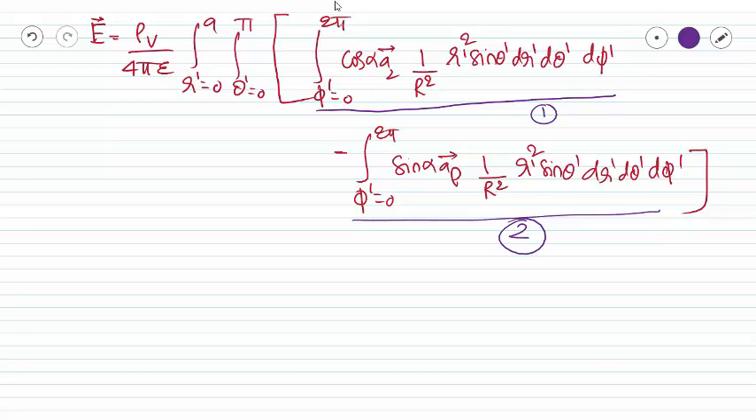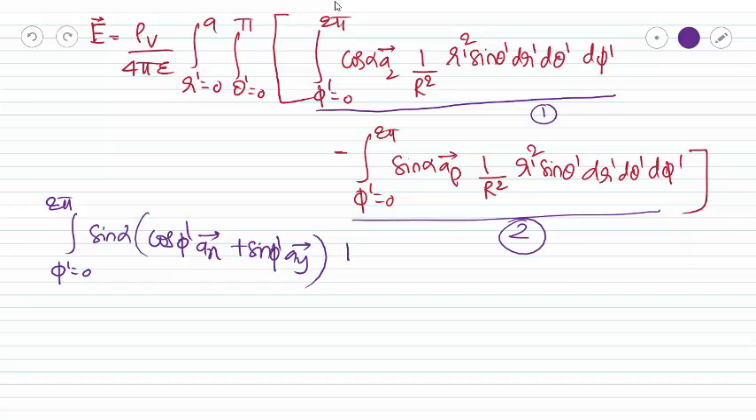Now let us consider the second integral alone. What is the second integral? It is given by phi dash equal to 0 to 2 pi, sin alpha, and what is a rho bar? Cos phi dash ax bar plus sin phi dash ay bar, and the rest of the things, 1 by r square, r dash square sin theta dash dr dash d theta dash and d phi dash.